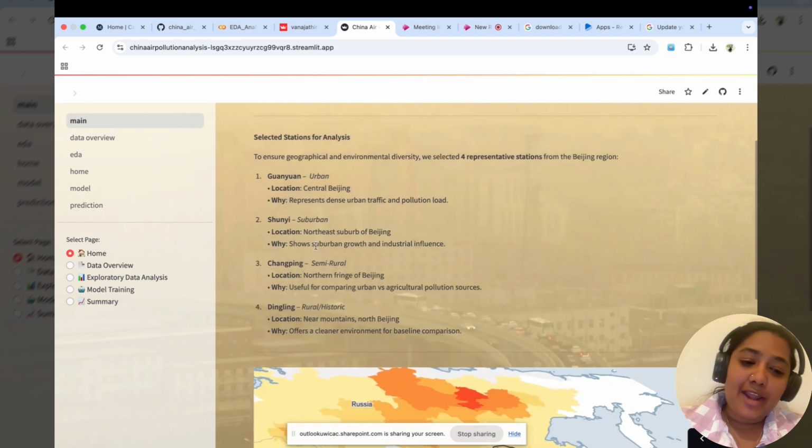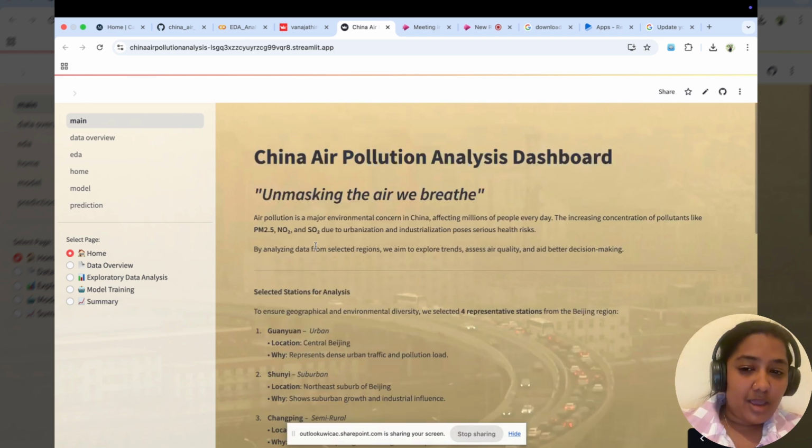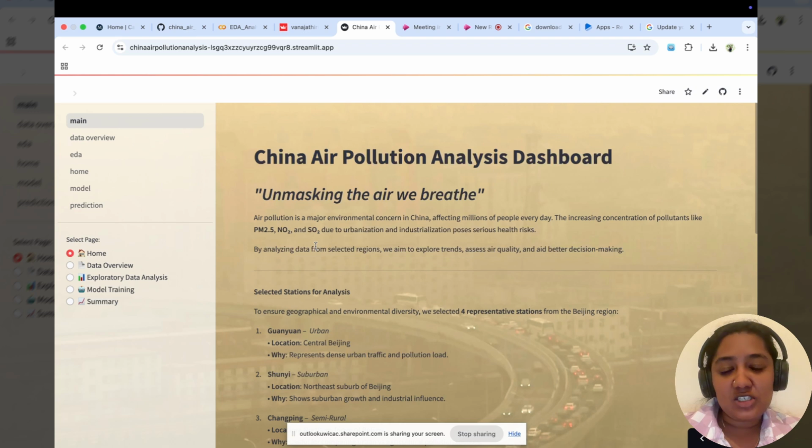I have added some background images, and this is the home page. I'm just giving the introduction. So yeah, let's go on. This is the China Pollution Analysis Dashboard. I've titled it unmasking the air we breathe, and I'm just giving the importance of air quality.